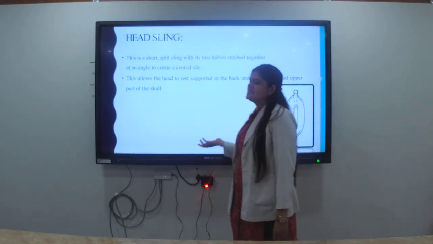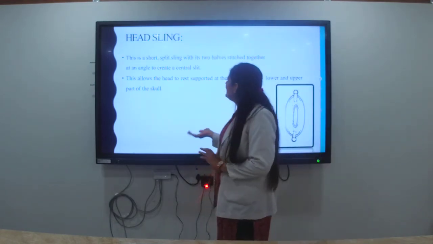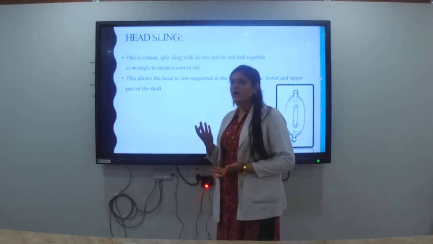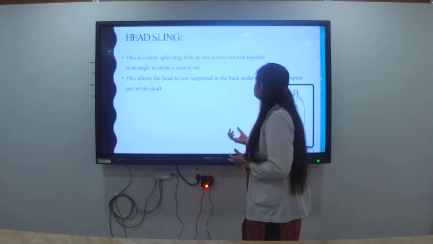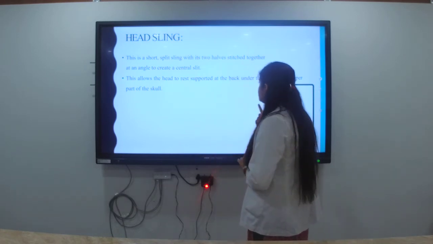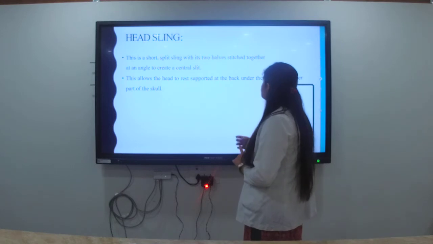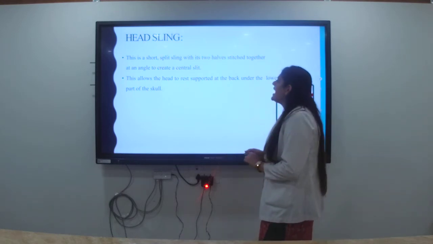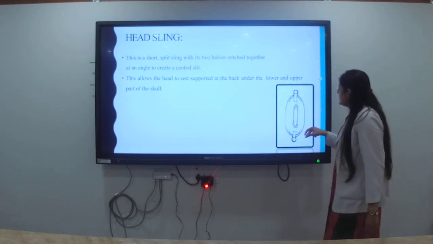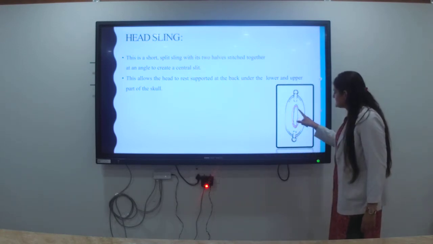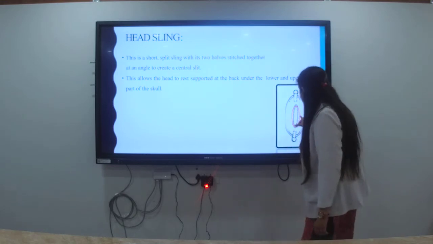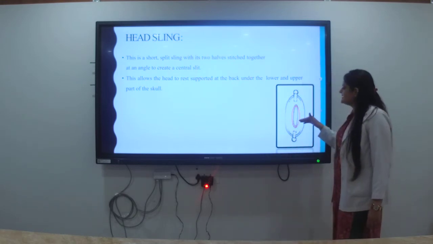Talking about the head sling. The head sling in itself gives you an idea that it's going to be used for supporting the head when you want to do some range of motion. It is a short, split sling with its 2 halves stitched together at an angle to create a central slit. You can see how there is a central slit here. Now the slit is to accommodate the head of the patient. Okay, here the head is going to be placed right in the center.